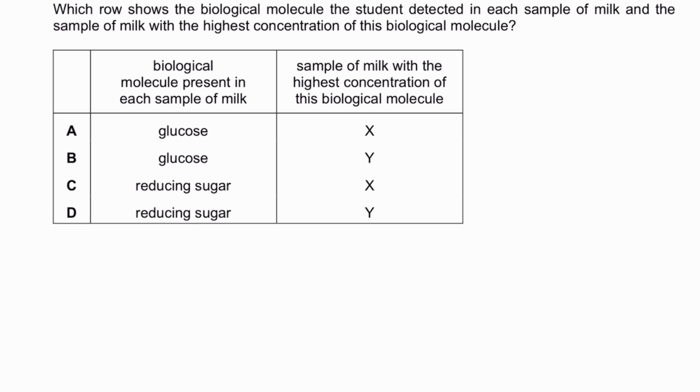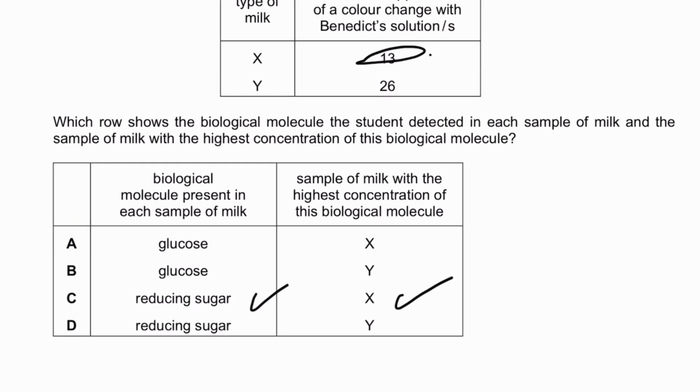Okay, the biological molecule present in the sample of milk, well, we don't really know what kind it is. It could be glucose, it could be fructose, most likely it's lactose because it's milk. But in the end it's simply a reducing sugar, and the sample of milk with the highest concentration of this biological molecule is definitely X, since the rate of first color change is a whole lot faster, and that's why it's C.